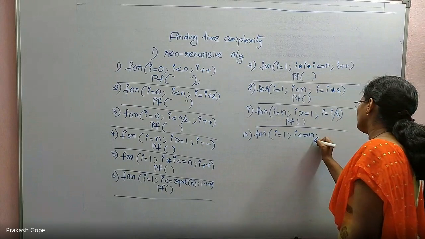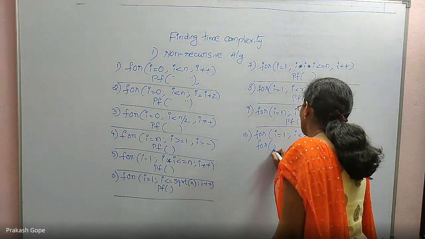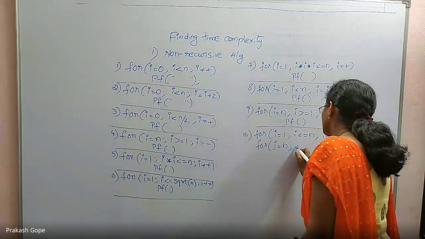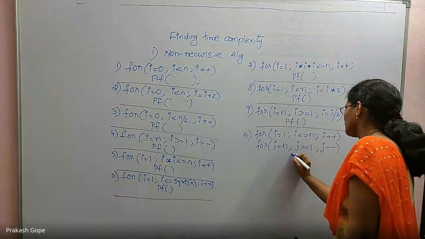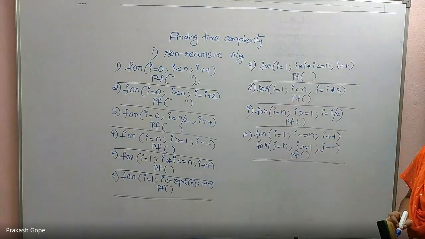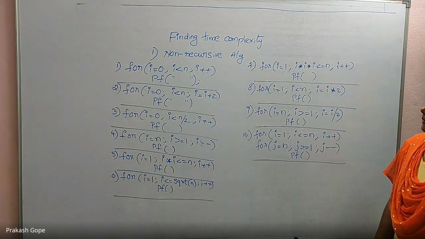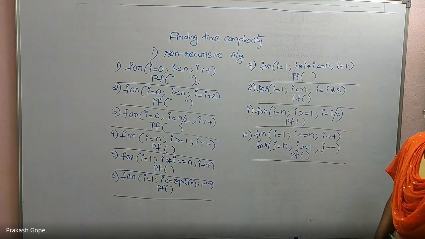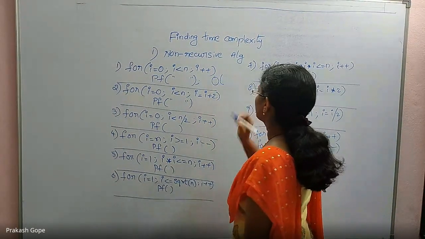I less than or equal to n, I plus plus. For j equal to n, j greater than or equal to 1, j minus 1. Let's discuss till here. Yes, you should tell me the big O notation of each algorithm.